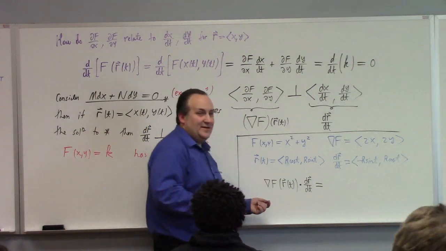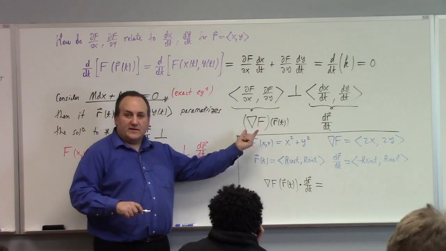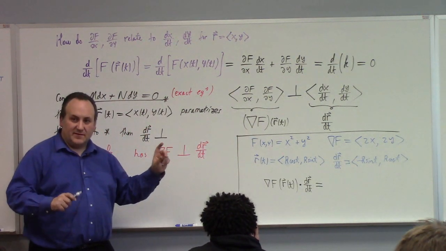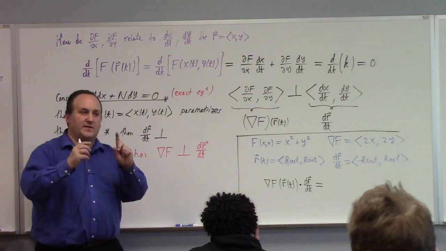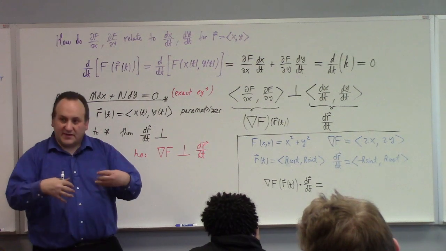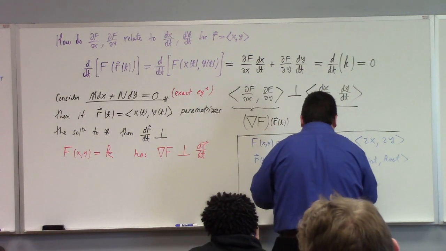Yeah, maybe. So context here is it's the gradient vector evaluated at the same point where we're thinking about the velocity vector. Those are the things that are perpendicular. So we have to compare dr dt to the gradient of f at r of t. So the gradient of f at r of t is what? It's 2x, but x is what?